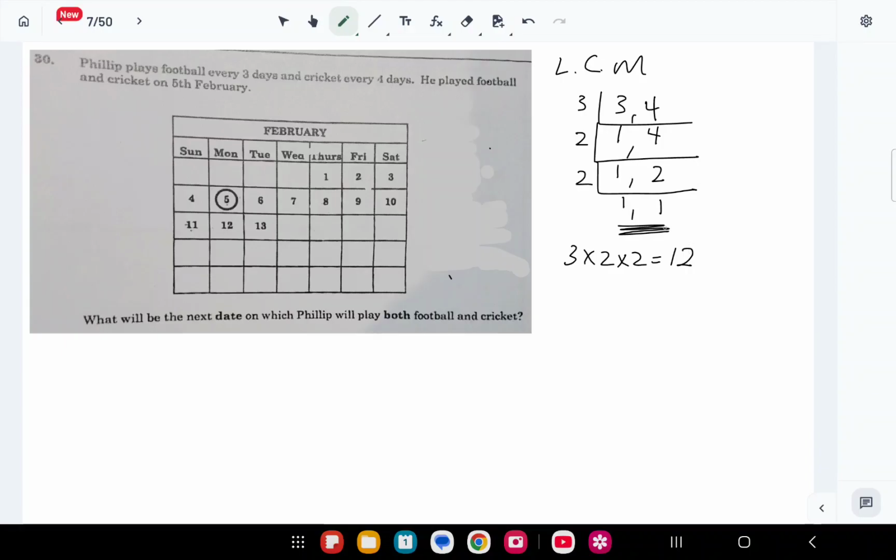Alright, so it's 12 days from there. Remember, last time it was February 5th. So the answer would be 12 days from the 5th, so add on the 5th, and that would be the 17th of February. 1, 2, 3, 4, 5, 6, 7, 8, 9, 10, 11, 12. Alright, 17th of February.